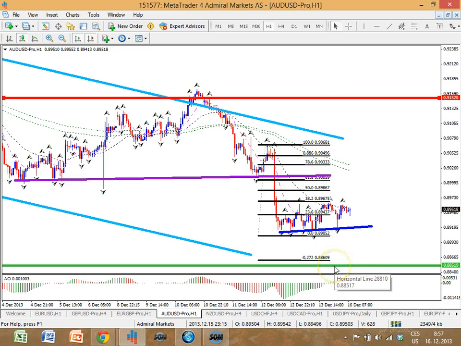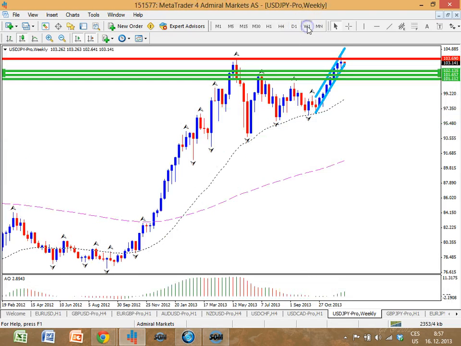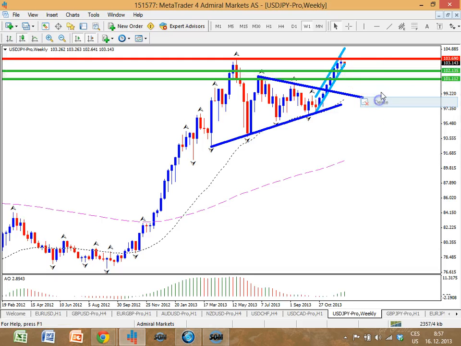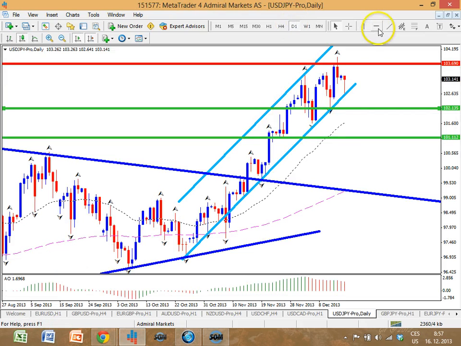Now last but not least, the dollar yen. Dollar yen, of course, in an amazing uptrend after the weekly break. We had a break of, for example, this triangle right in here where we have the dark blue lines. That broke to the upside, and we've broken through all the resistance, so I can take these resistance lines away. Sorry, these are support lines in fact, that's why they're green, of course.